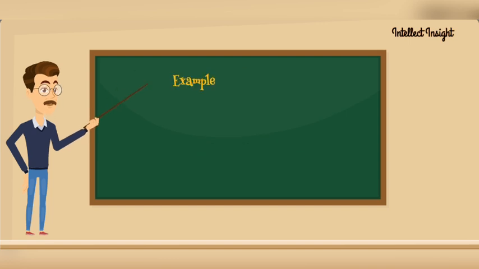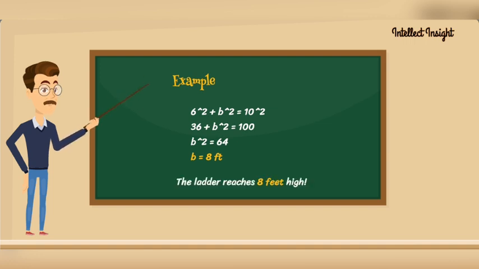Using the Pythagorean theorem, 6² + b² = 10². Here, 6² means 36, 10² means 100. So now, b² is equal to 64, because 100 minus 36 is 64. Now if you take the square root of 64, it will be 8. The ladder reaches 8 feet high.